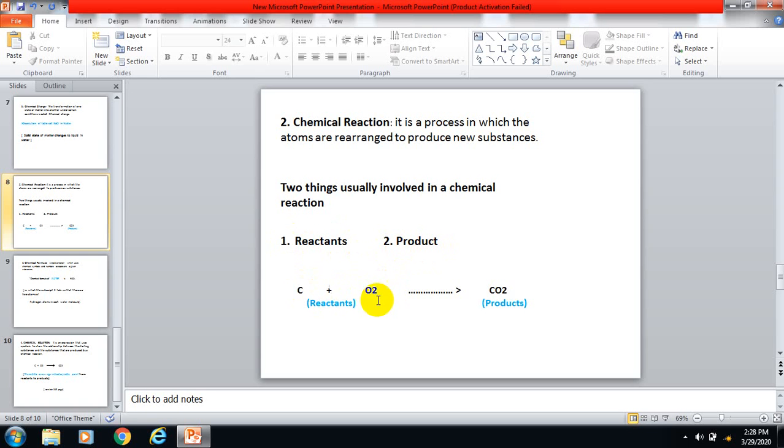When reactants combine with each other at a specific ratio, the arrow leads towards the product. They will form a new substance. Here we have only carbon and oxygen atoms. We rearrange them, and they produce a new substance, carbon dioxide. Similarly, consider another example: hydrogen combines with oxygen, and they form H2O. That is a chemical reaction.